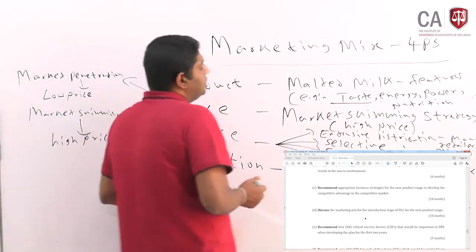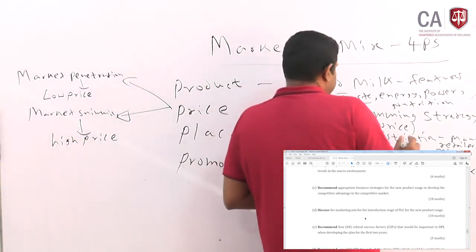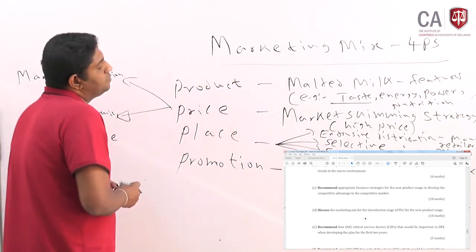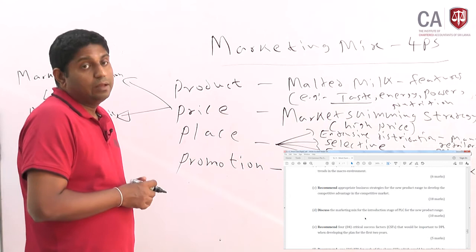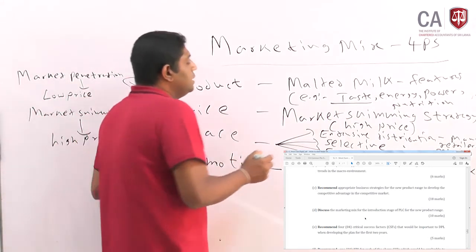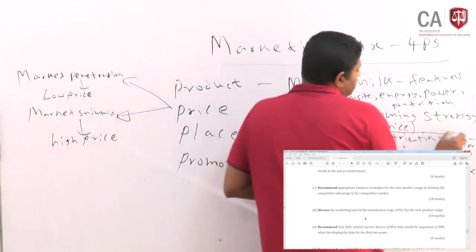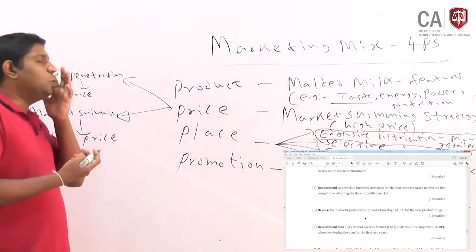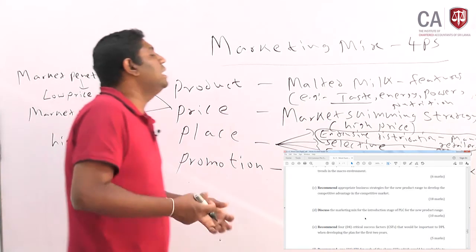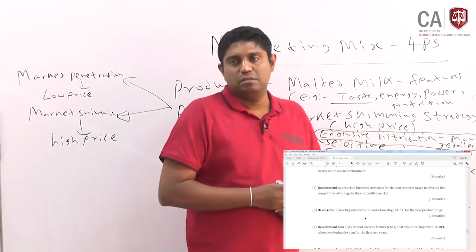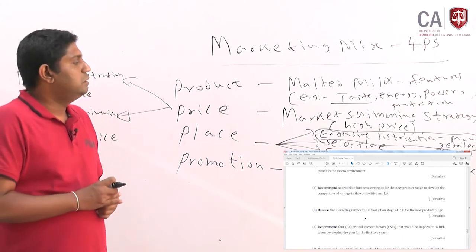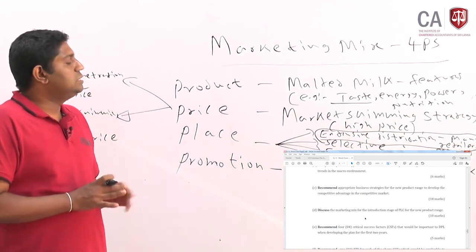So, what is this best strategy? Extensive, selective, if you look at those two, what is the best strategy? I think extensive strategy is the most appropriate strategy. Here you have to catch as many retailers as possible. So, extensive distribution is more appropriate.